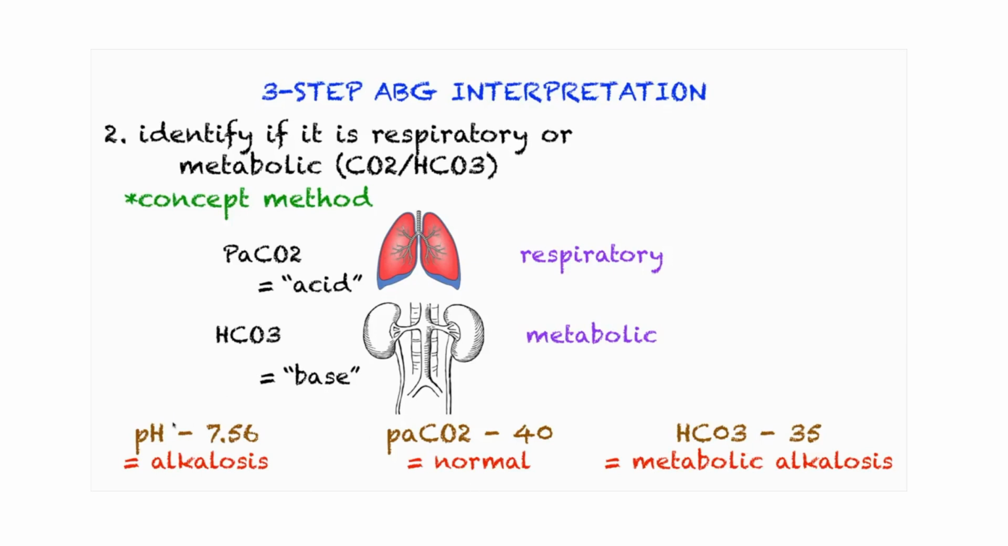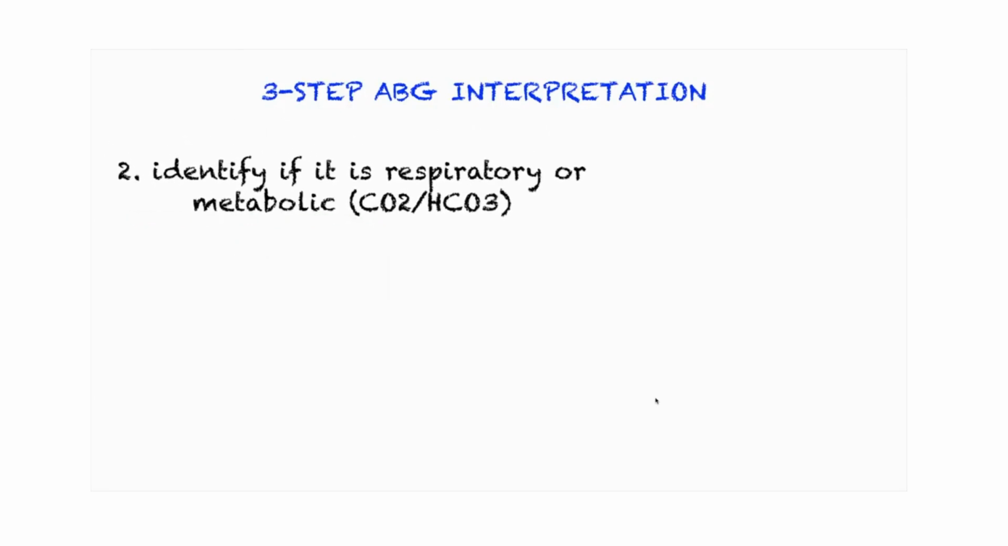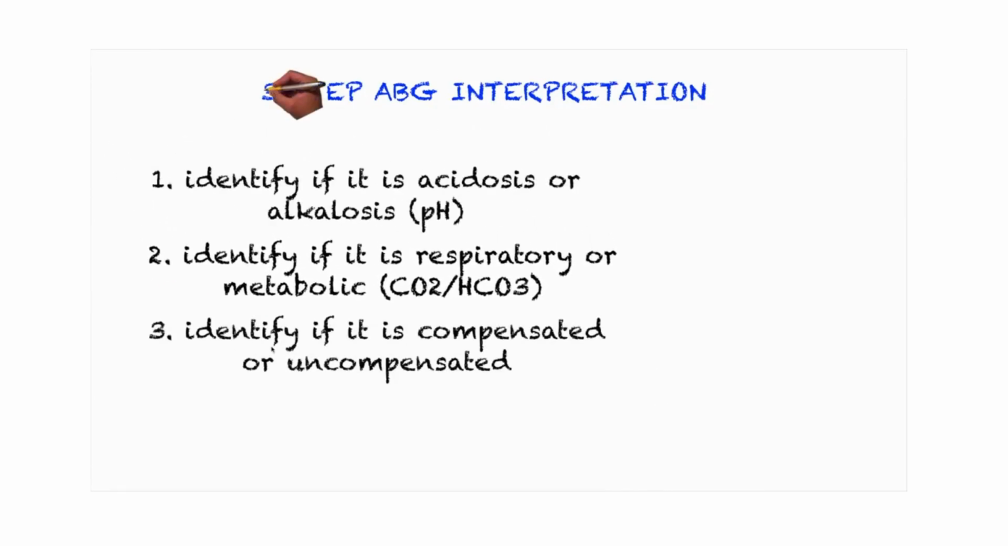If your pH becomes normal and both of them are abnormal, we have compensation going on. We're going to talk about that in step number 3, which is identifying whether it is compensated or uncompensated.